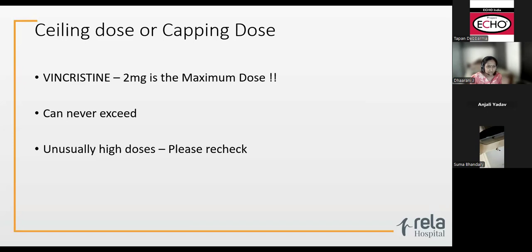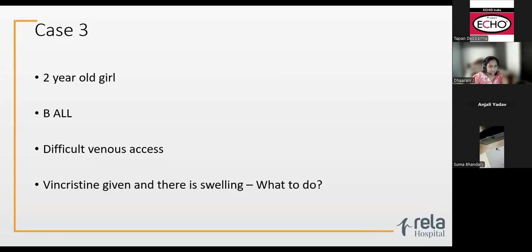The drugs where there is a ceiling dose are vincristine and vinblastine. For vincristine, it is 2 mg. Vinblastine, it is 6 mg. So unusually high doses, again, please recheck that.